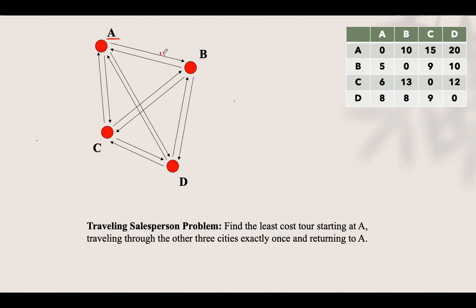In the matrix, it's given what is the cost for each and every path. B to A is 5, like that. The graph is showing the path between each and every vertices with the cost. Cost is given in this table.